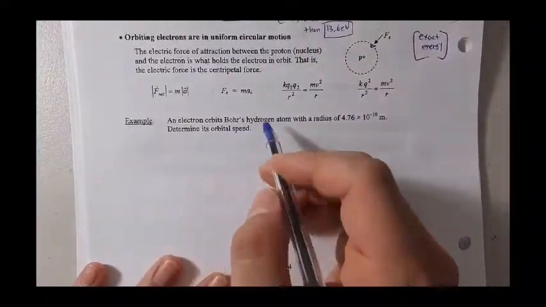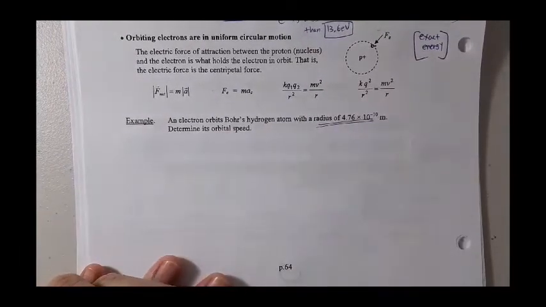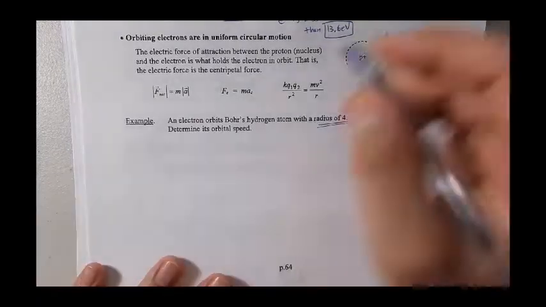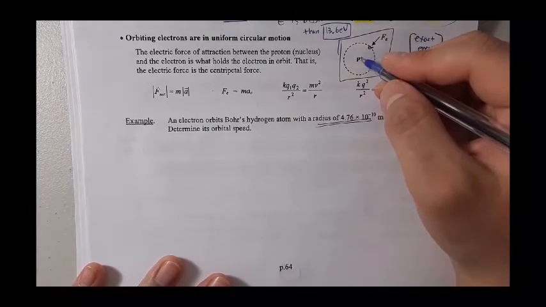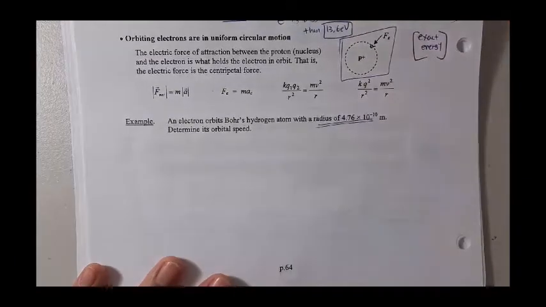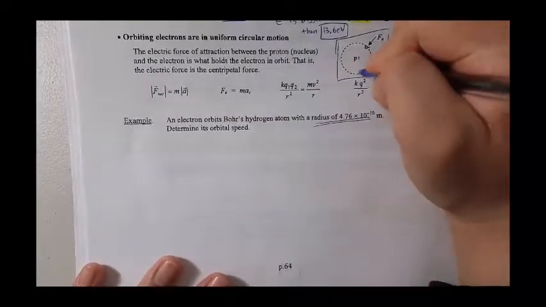An electron orbits a Bohr hydrogen atom with a radius of 4.76 × 10^-10 meters. Determine the orbital speed. Well, I'm going to use this picture. I have a proton in the center. It's actually proton and neutron, but we're not talking about the neutron here because it's not charged. Proton in here, electron goes around.